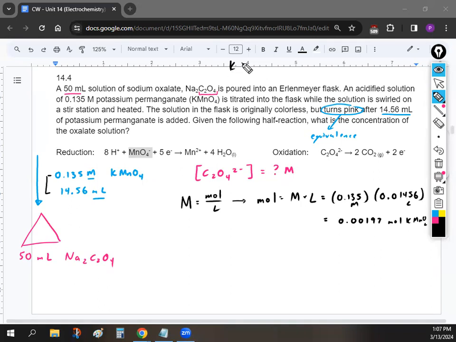But we know that KMnO4 is a salt, right? Because we have positive K plus and we have MnO4. So that means that KMnO4 is going to break down into MnO4 minus and K plus. So if we have this as our value of KMnO4 added, we can also infer that there are 0.00197 moles of just the MnO4 minus. Okay, everybody good with that?